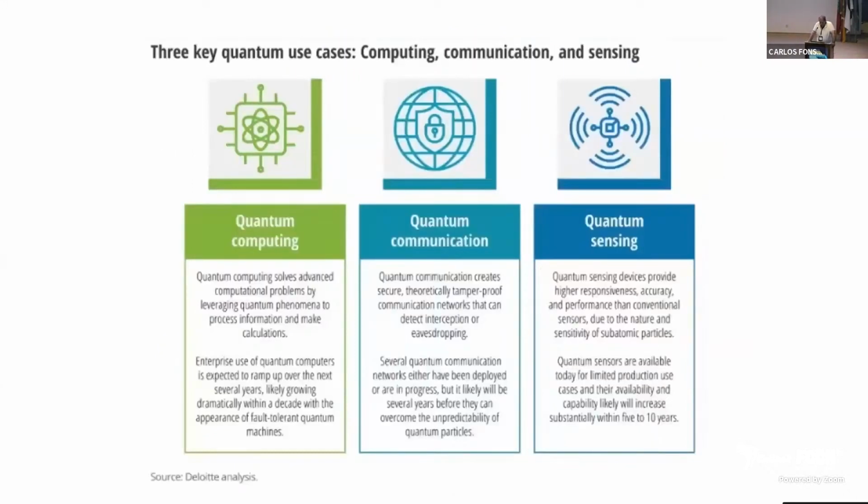Three areas in evolution in the quantum area, or more than quantum computing, are quantum communication and quantum sensing. Maybe much of us don't have the real understanding that we are now entering the second revolution, the second quantum revolution. The first quantum revolution was when really the transistor was born.